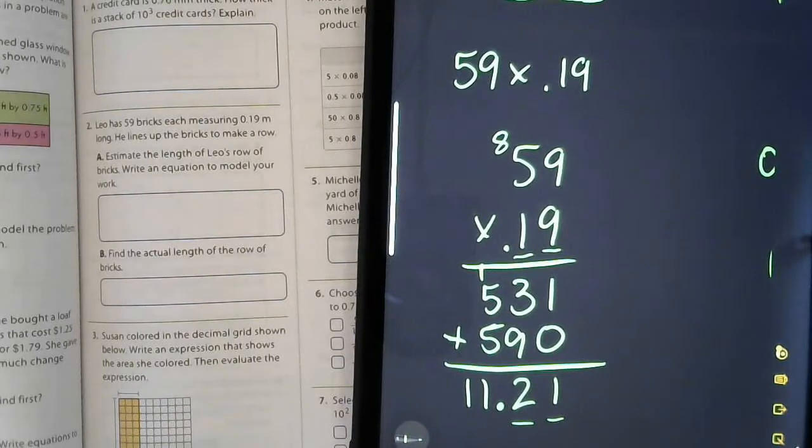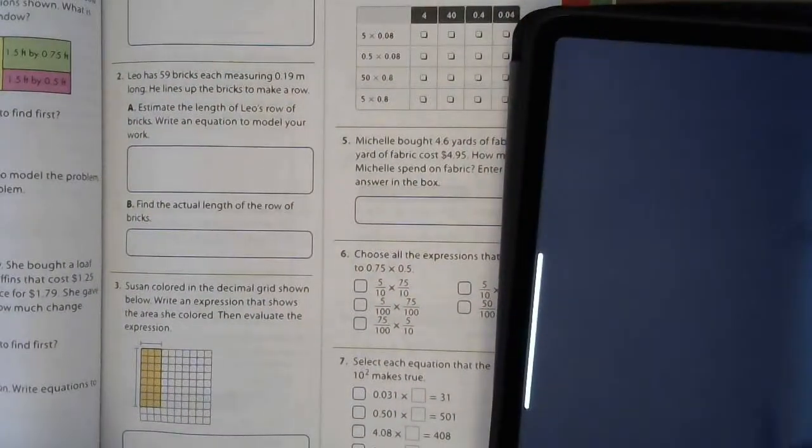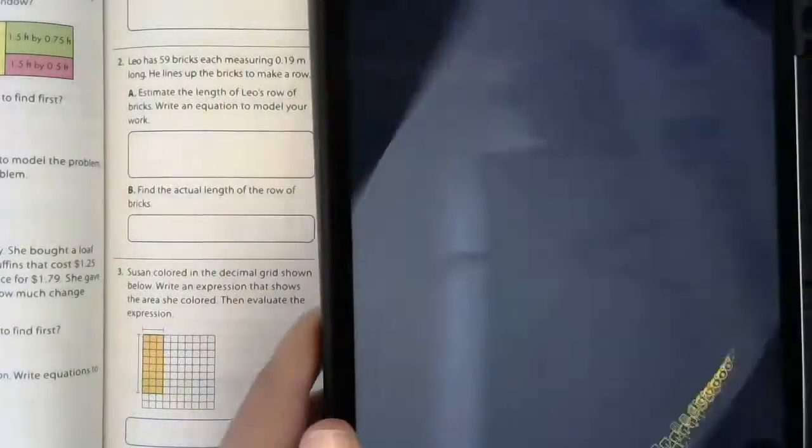Our estimate was 12, but obviously we overestimated. Let's take a look at number 3. Number 3 says, Susan colored in the decimal grid shown below. Write an expression that shows the area she colored, then evaluate the expression. Well, let's take a look at it here.